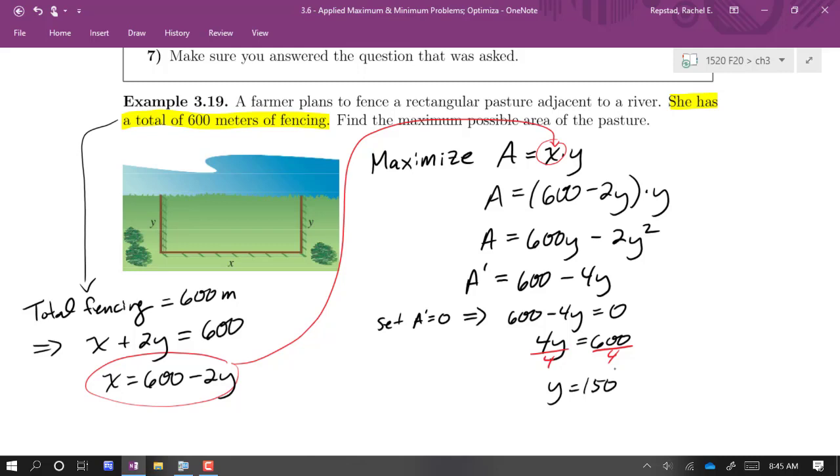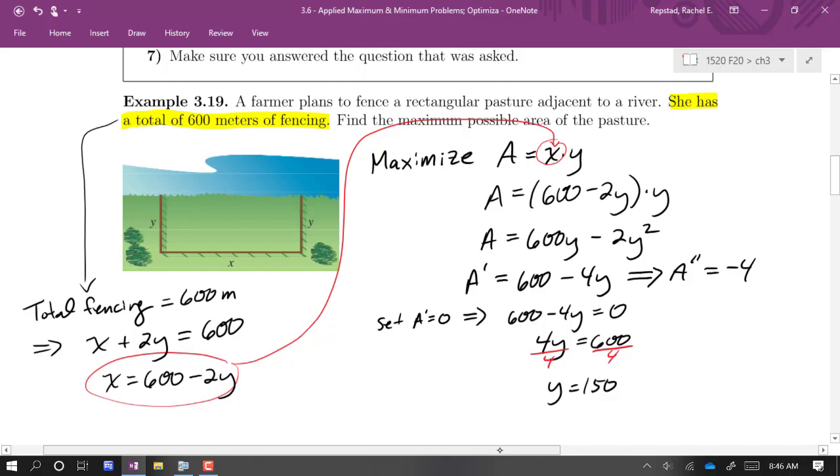And so there's a couple ways we could do it. We can make a sign chart for A prime. In this case, I think it's really easiest to just find the second derivative. If I go back up here to this first derivative, 600 minus 4y, just find the second derivative. A double prime is negative 4. It's a constant at negative 4.